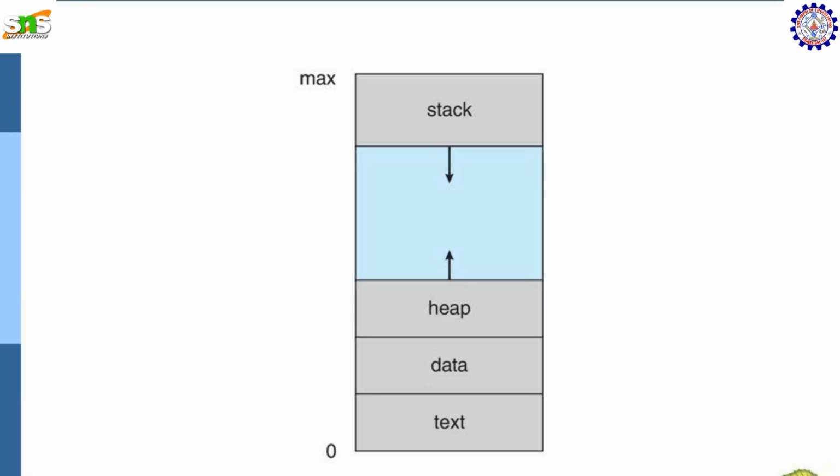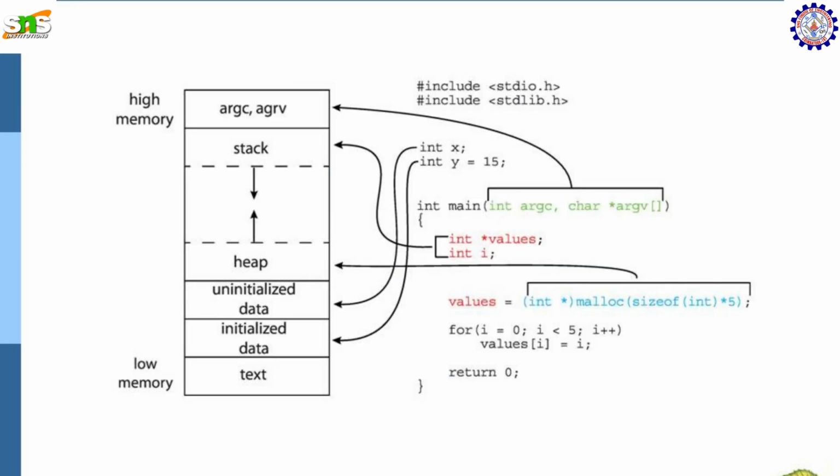For a process in memory, this is the structure of a process. You have text, data, heap, and stack. In this image, you can see the memory layout of a C program. The diagram contains text, initialized data, uninitialized data, heap, and stack, from low memory to high memory.